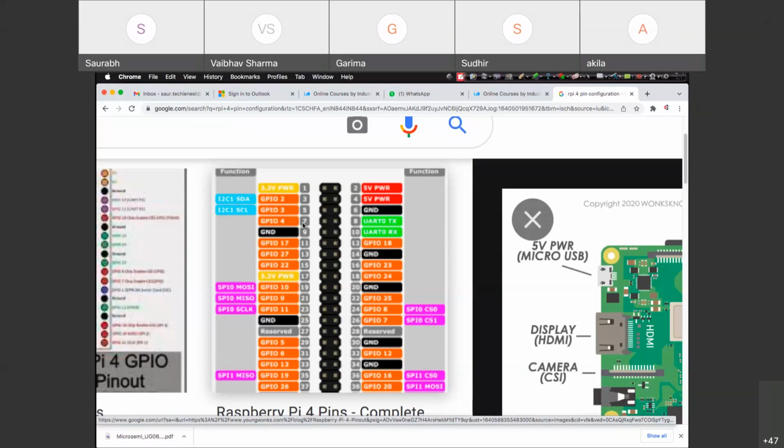I think you can understand this sentence easily: the output of the sensor will be the input for my Raspberry Pi. And VCC and ground go to pin number 2 and pin number 6. So let me do it right now. Pin number 6, pin number 2 or 4, and pin number 7.